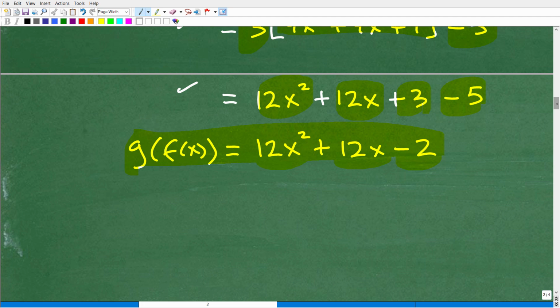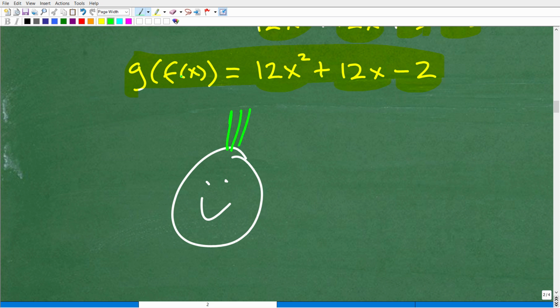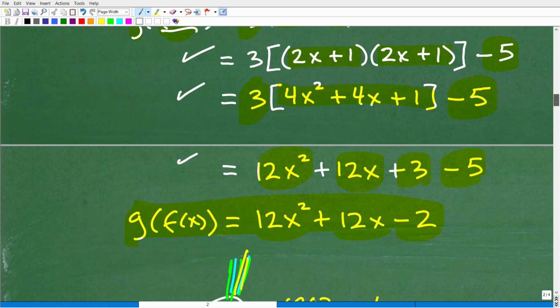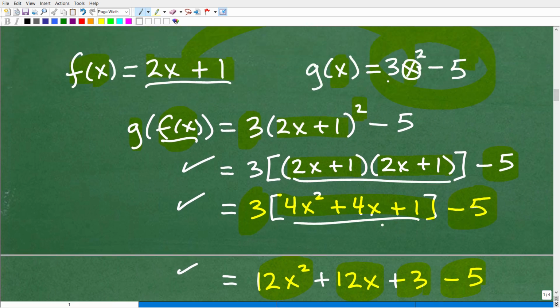So this was a little bit more difficult, but if you got this right, well, that is super impressive. As a matter of fact, it's so impressive that I'm going to give you a good old 1980. Let's make it 1983. That was a good year. 1983 Mohawk haircut, A+, 100%. And we'll give you a few stars just to make you feel extra special today. Nice job! Very impressive because, one, you understood the whole idea behind composite functions, how it works. And two, you're able to handle all this multiplication of binomials and everything else and track this problem.